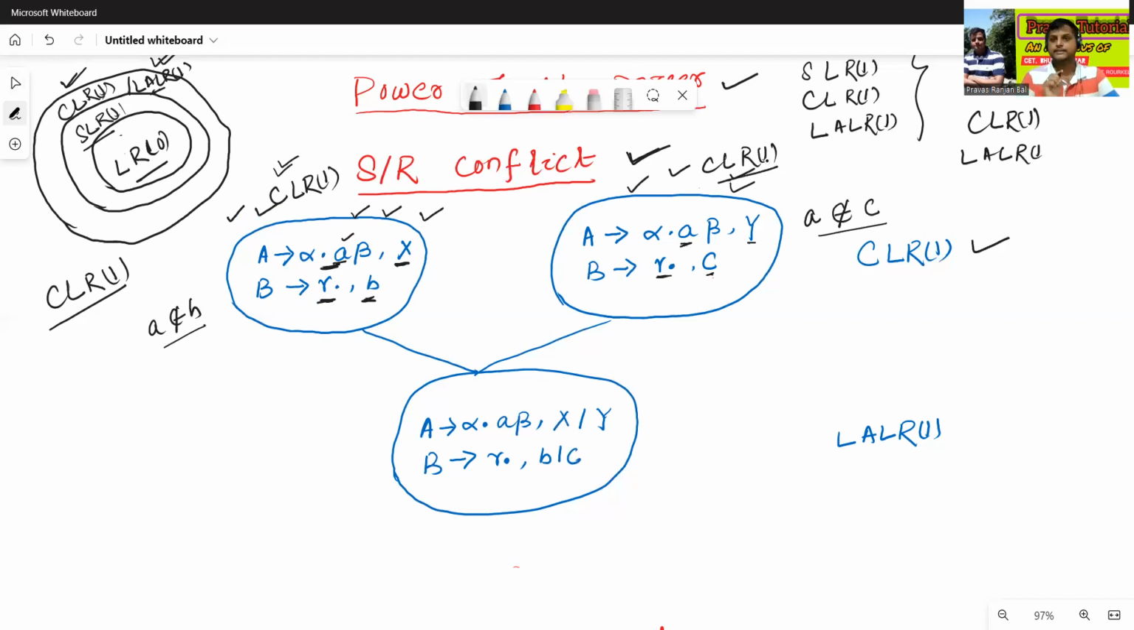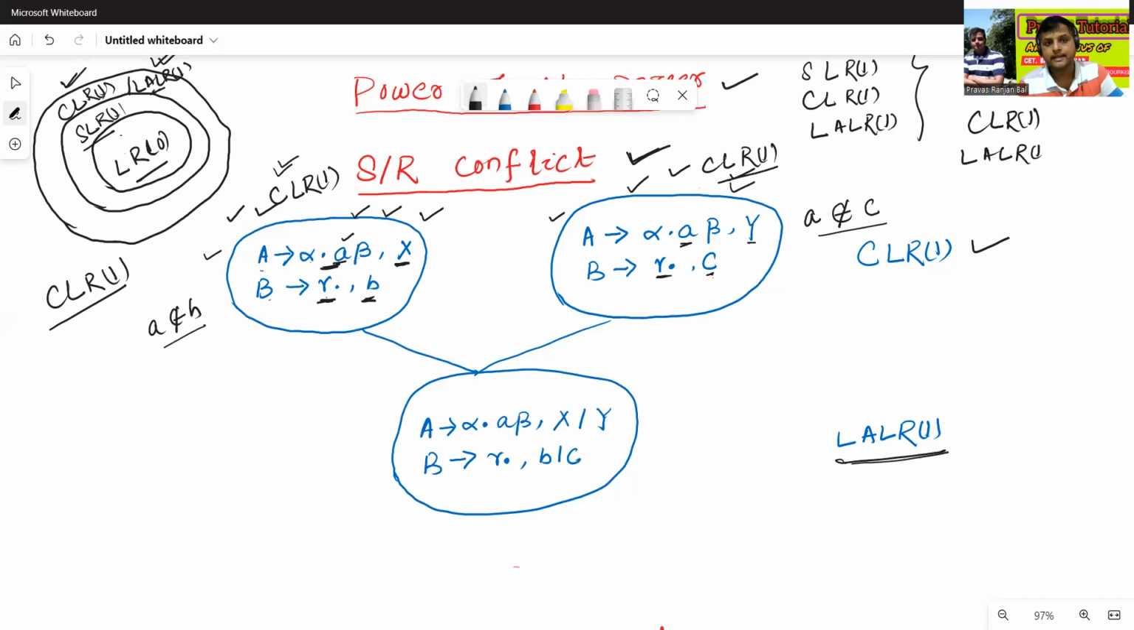Now see what we will do in case of LALR1. A → α.Aβ and B → γ. Just consider this state and this state.